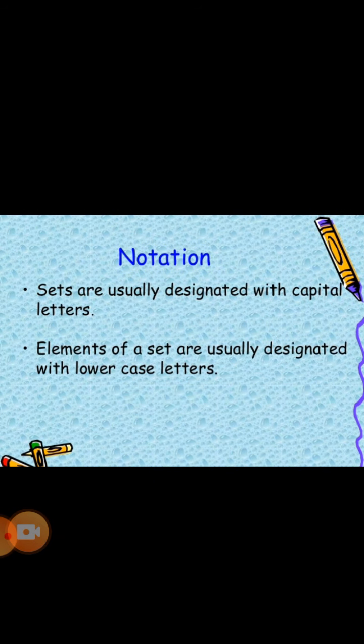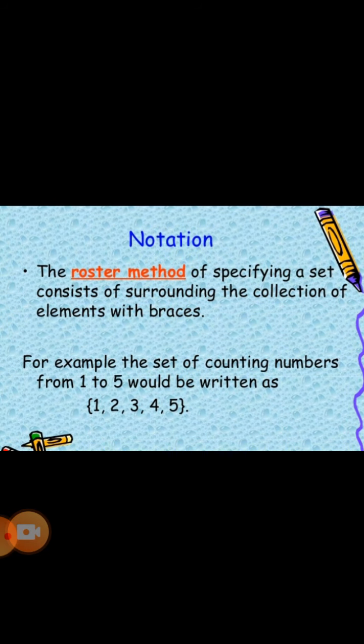Next we have set notation. Sets are usually designated with capital letters. Elements of a set are usually designated with lowercase letters. Next we are going to discuss the description of sets. Here we can write a set in two forms, roster form or set builder form. First of all we are going to discuss the roster form of a set. The roster method of specifying a set consists of surrounding the collection of elements with braces.